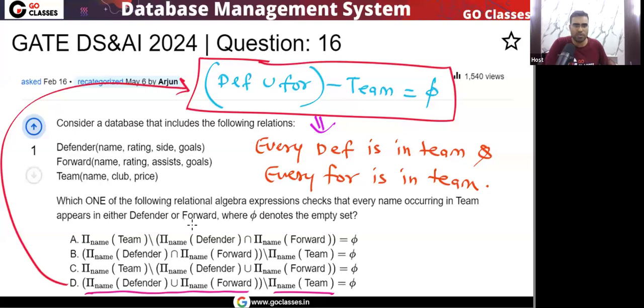This is what option D is saying. So that's it. Finally, your answer is option C. If you want to check every person who is in team, that is either defender or forward, then the answer will be option C. So this is the analysis of all the options.